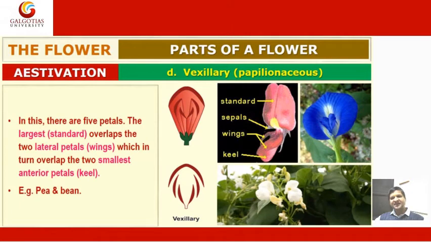Next is the vexillary. In this, there are 5 petals. The largest, the standard, overlaps the 2 lateral petals, that is wings, which in turn overlap the 2 smallest anterior petals, the keel. In pea and beans, especially in the family Papilionaceae, you will see the vexillary aestivation.